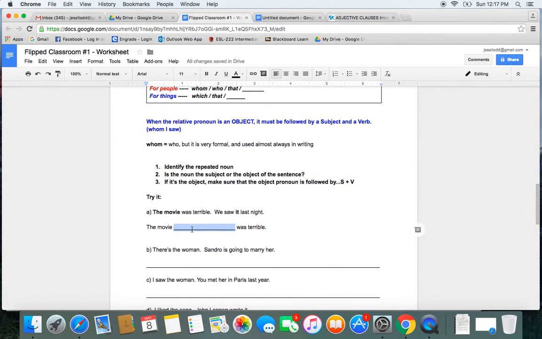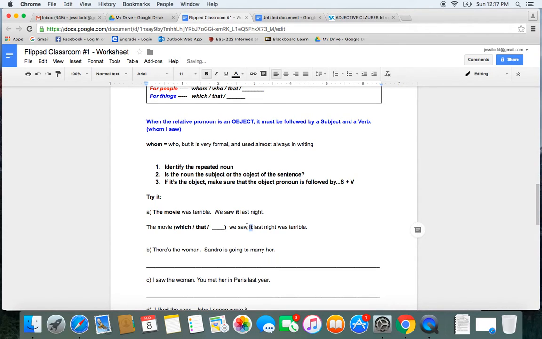Let's see. The movie, which... The movie that, or the movie nothing was terrible. Okay, I'm going to put those in parentheses because I know I can use one of those three, but I'm not going to use all of those three. Now, the rest of the sentence is sentence 2. We saw it last night. Okay, so what do you guys think of this sentence? The movie, which we saw it last night, was terrible. Something strange with it, right?